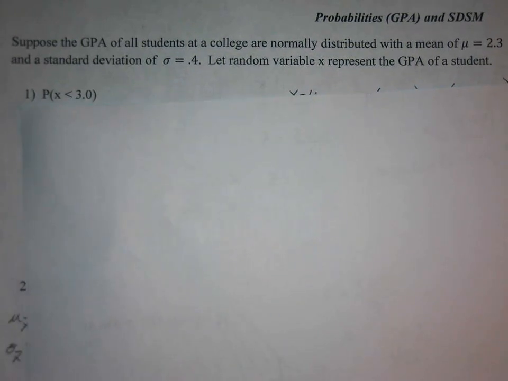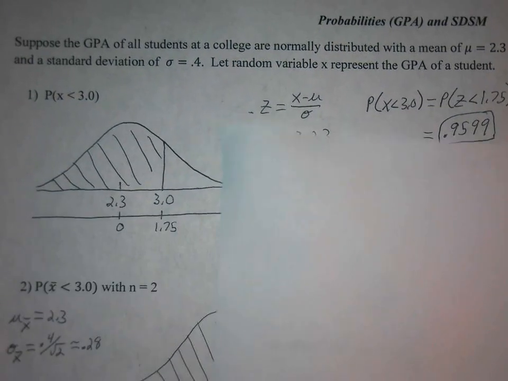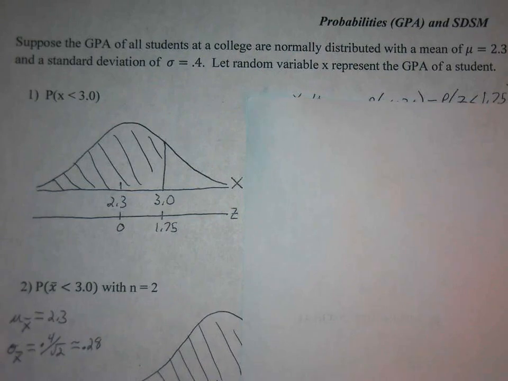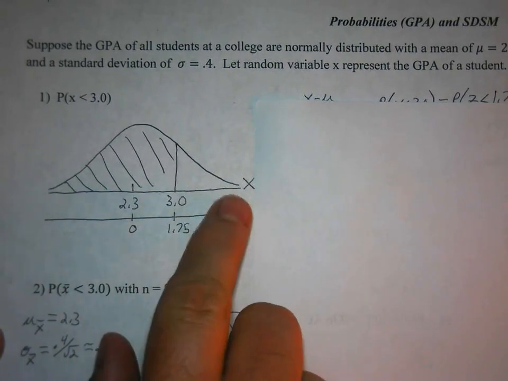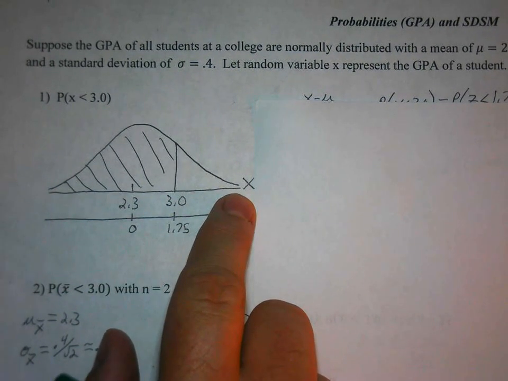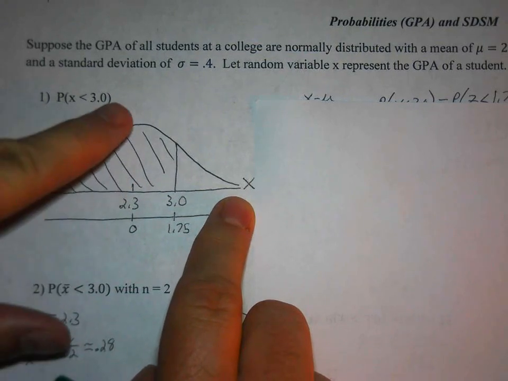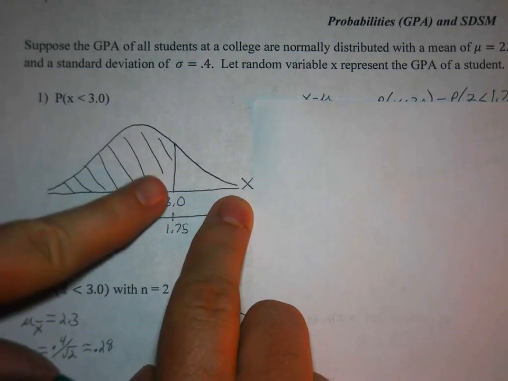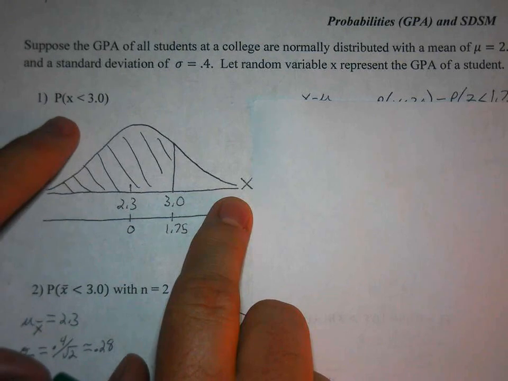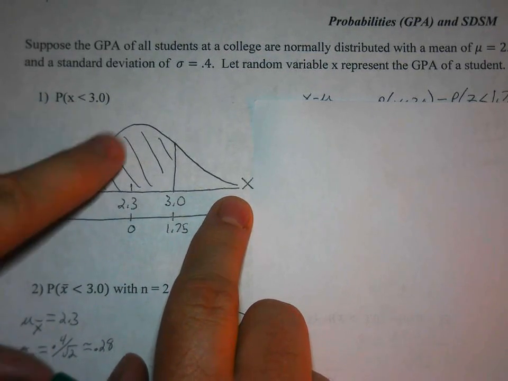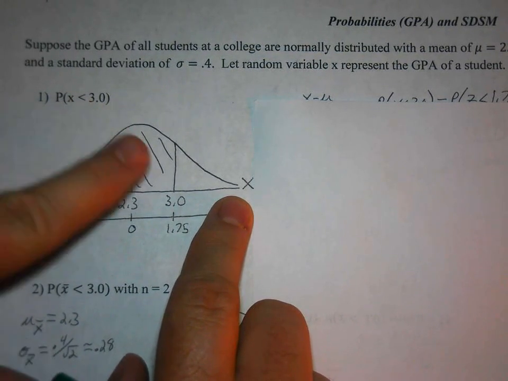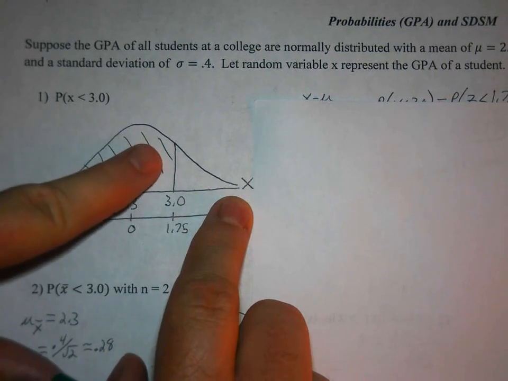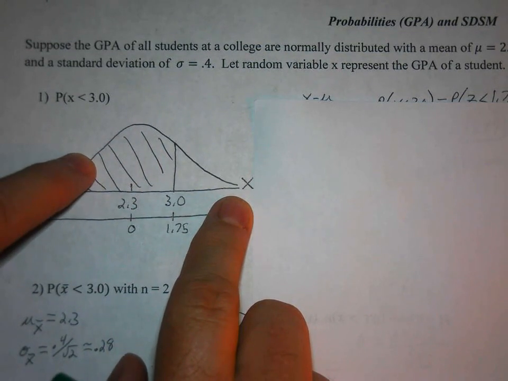So what we look at, on a diagram, is a random variable x. We know that 2.3 is right in the center because that's the mean. 3.0 is going to be to the right of that. What we want to find is the probability that x is less than 3.0. Less than 3.0 means we're shading to the left. So that's why I have it shaded to the left here.